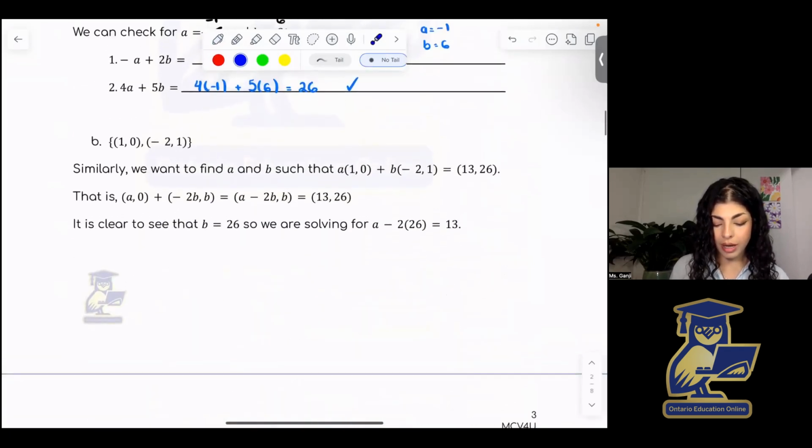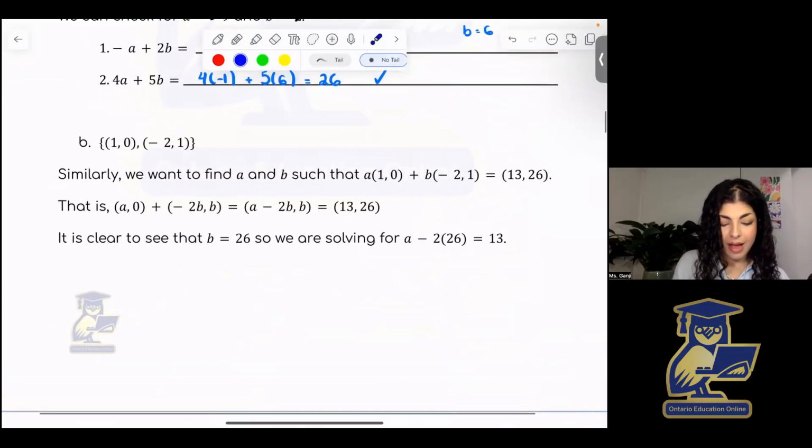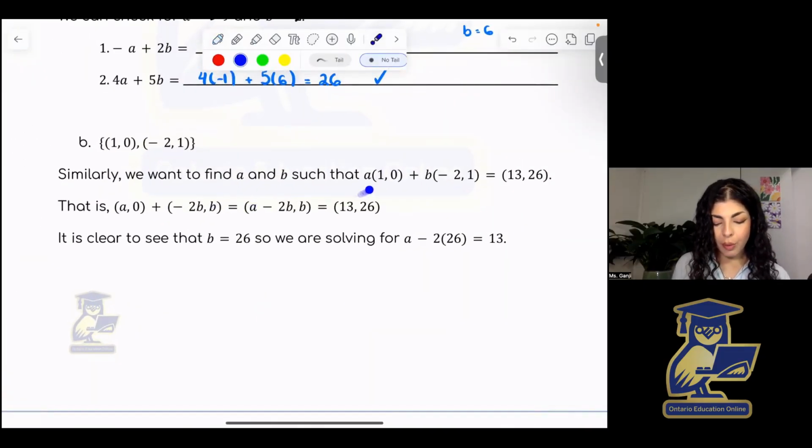Now let's try for these two vectors here. Hopefully no mistakes here. So here we want to find A and B such that A times (1, 0), which is my first vector, plus B times the second vector, (-2, 1), is going to give me (13, 26).